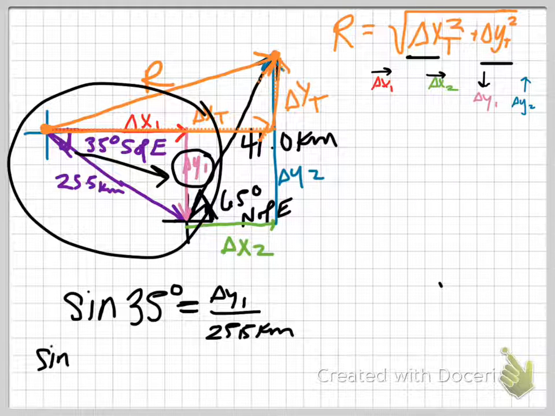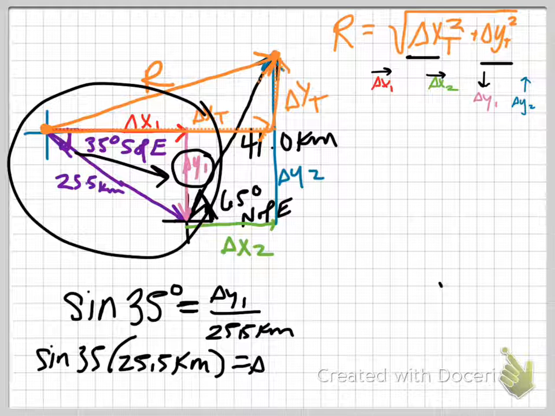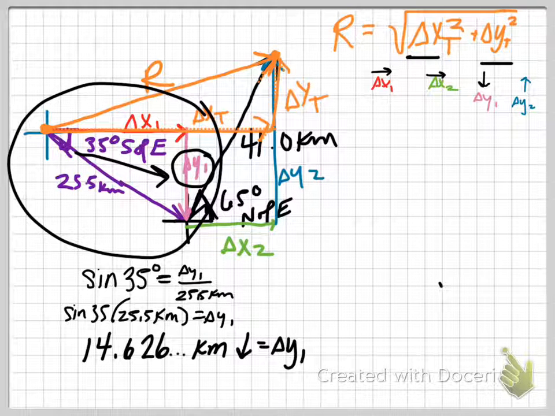So the sine of 35 times 25.5 km is equal to delta y1. What I tend to do with these problems is I leave all the numbers as positive, but I put these little arrows in for myself as sort of cheaters. You can handle it a different way. That's a method that works well for me.